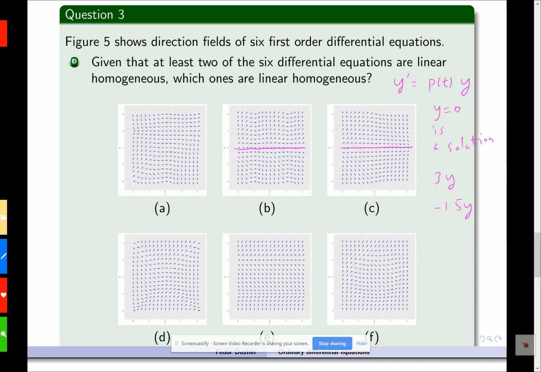And given that at least two of the six differential equations are linear homogeneous, it has to be B and C. But at the same time, if you look at solutions, you will see that the solutions are proportional to each other for both B and C. So different solutions are constant multiples of each other. That's a property of linear homogeneous differential equations.